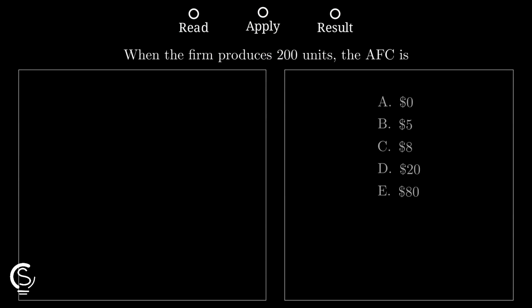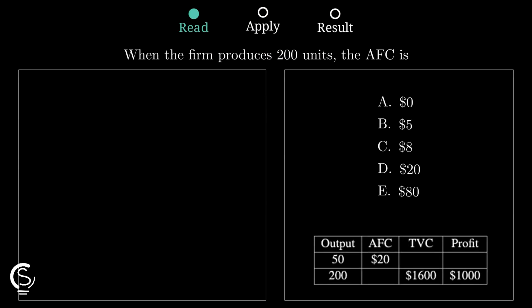To find the average fixed cost, we first need the total fixed cost. We can calculate this by looking at the 50 unit level where the average fixed cost is $20. Multiplying 50 units by $20 gives us a total fixed cost of $1,000. This total amount stays exactly the same no matter how many units the firm actually produces.